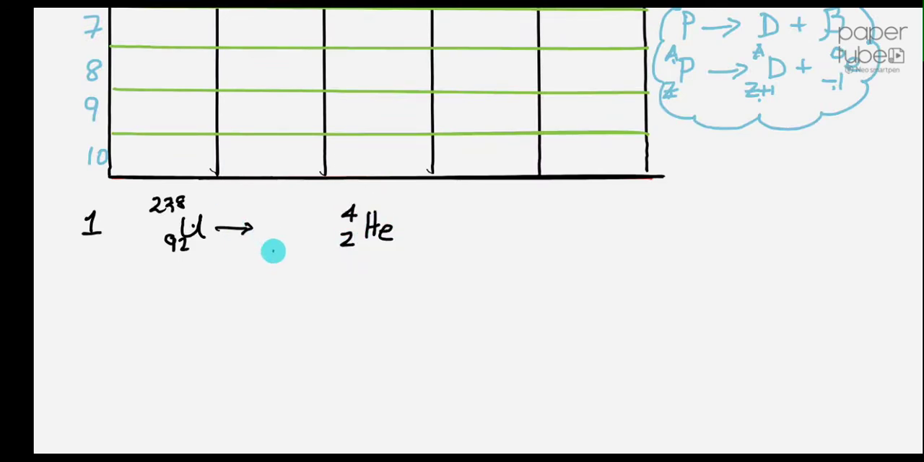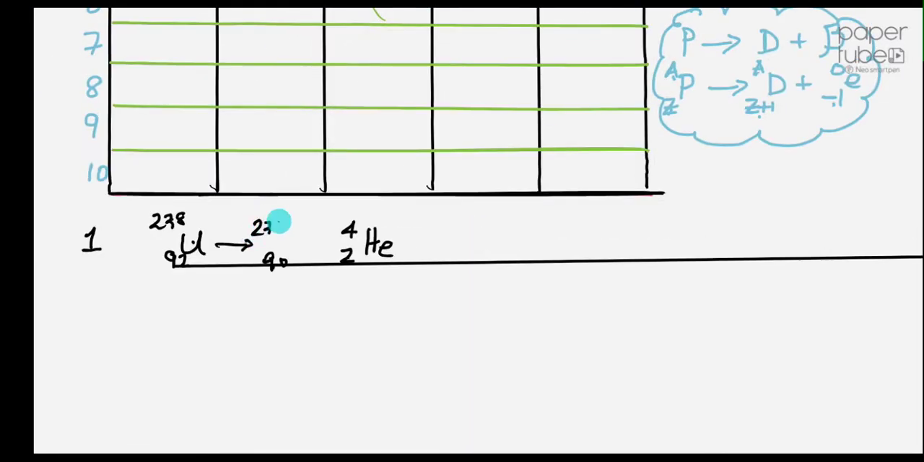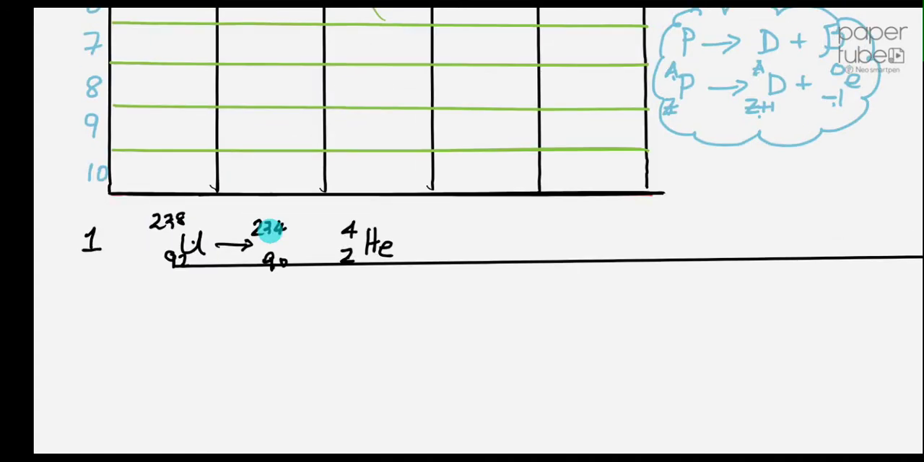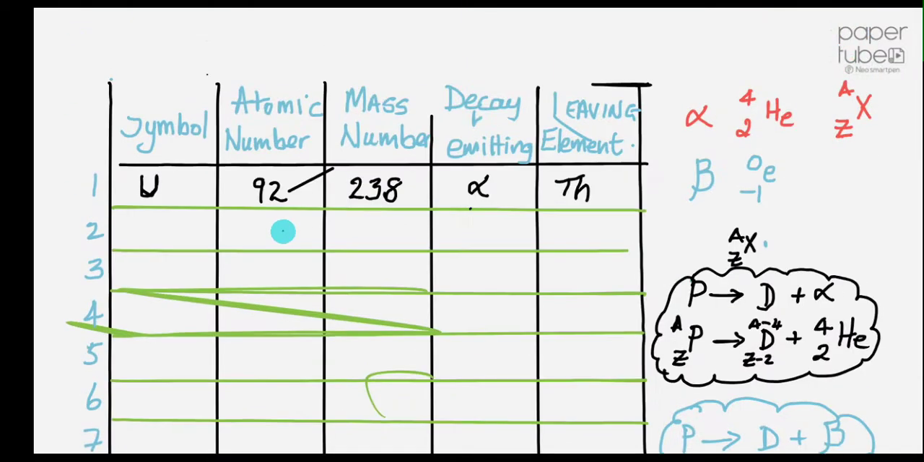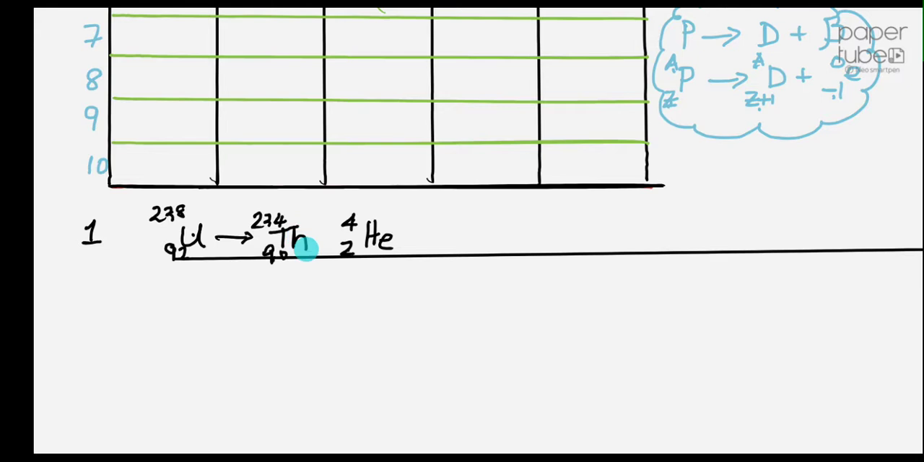So what's this thing here? Well, that has to be 90, because 90 and 2 gives me 92. And that has to be 234, because 234 and 4 gives me 238. Fair enough? So if you look along here, look at the next one, that's thorium. If you look at the table, it's thorium. So that's thorium. Fair enough? Now, don't ask me where that black line came from, I have no idea.